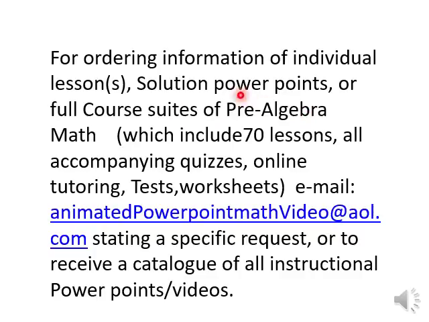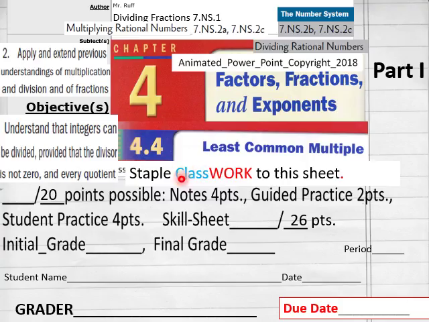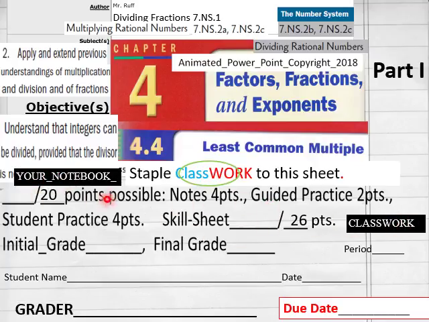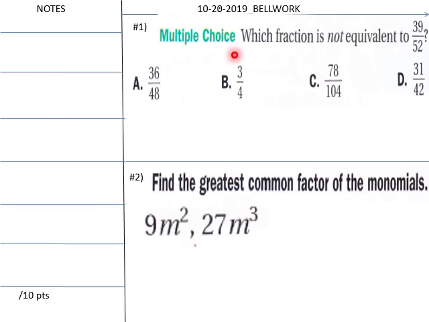Hello everybody, getting ready to do lesson 4.4 Pre-Algebra Math Part 1. Part 2 and Part 3 are available here. For 4.4, we have a classwork sheet of 26 points today, and then we have 20 points of notebook taking. So wow, you really should get the note-taking guide here.